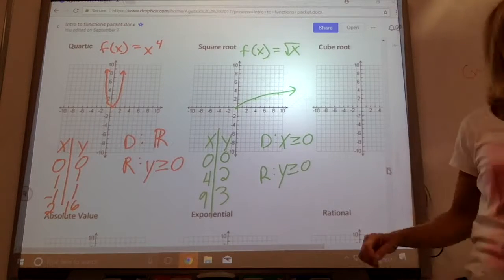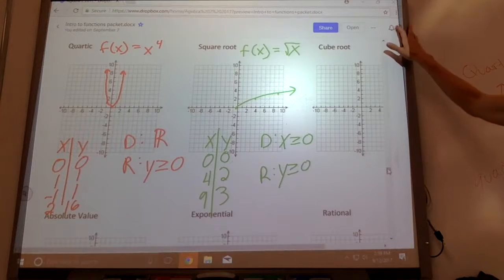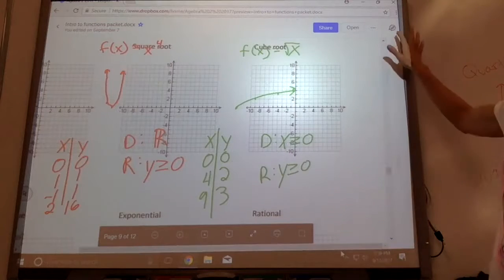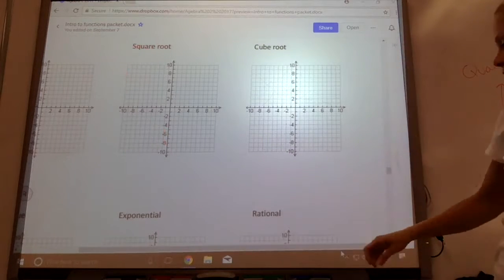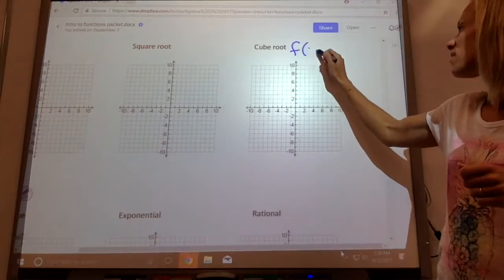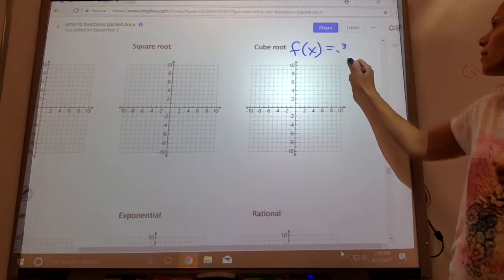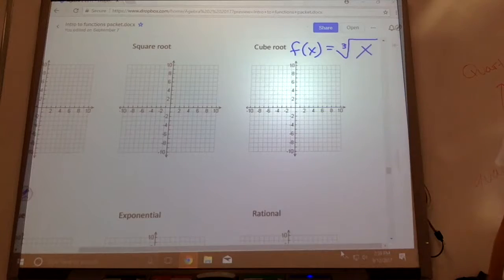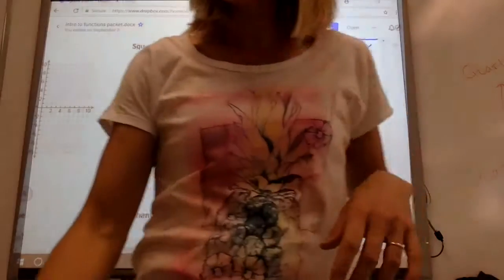Good? Okay. Cube root. Cube root looks like this. It's the function, and you have this little 3, and then the radical sign. That means cube root. And you find the cube root in the math button.